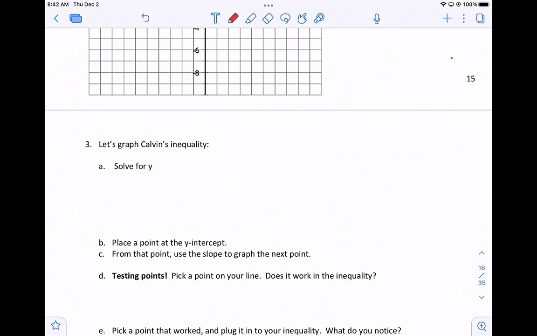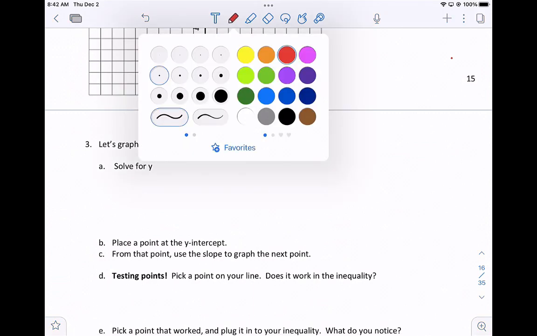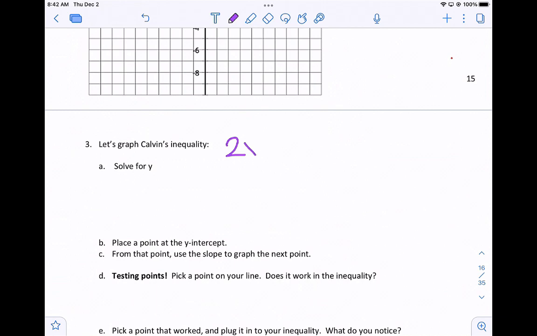So let's graph it. Let's graph Kelvin's inequality. Again, his inequality was 2x plus 3y is less than or equal to 12. To solve an inequality, it's like solving an equation. So you can draw your line down, and we want to get y by itself so we can graph it. We can see the slope and the y-intercept.